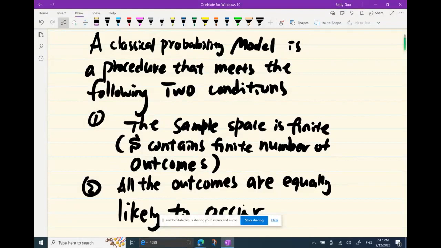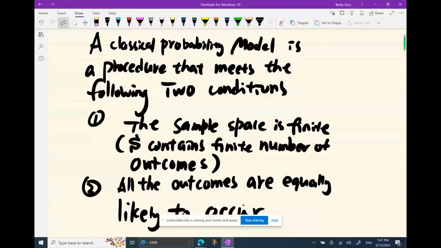I would say the most basic classical model. If we look at rolling a die, the procedure of rolling a die, the sample space has 6 outcomes, a finite number, and all the 6 outcomes are also equally likely to occur, right?